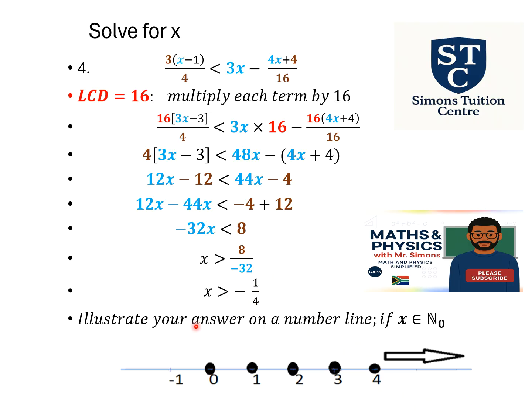Says illustrate your answer on a number line if x is an element of whole numbers. So all numbers start from 0 and go on. It includes no rational numbers or fractions. Right? So therefore, x greater than negative 1 over 4. Right? Can't start by the negative. I start by 0, 1, 2, 3, 4. And it will continue in that vein. Right? So I hope you follow. I hope it gives you a clear indication. It's just different ways to test inequalities and whether you can represent it and so on.